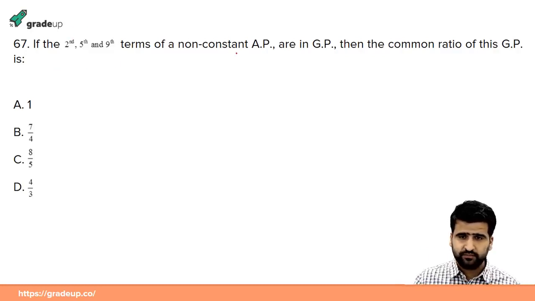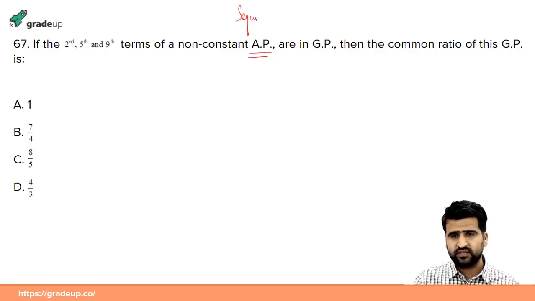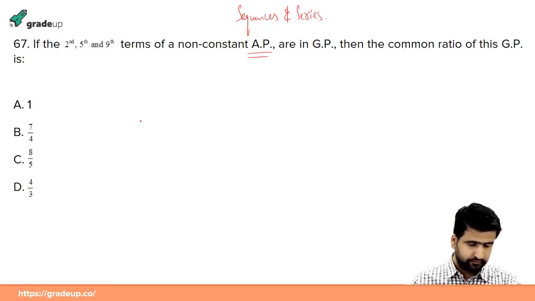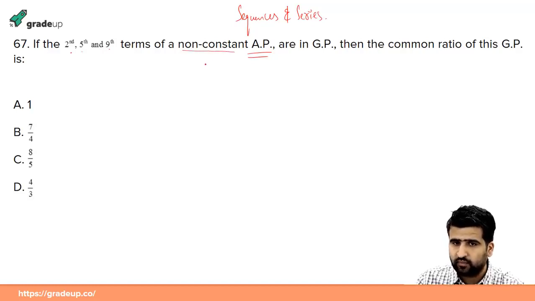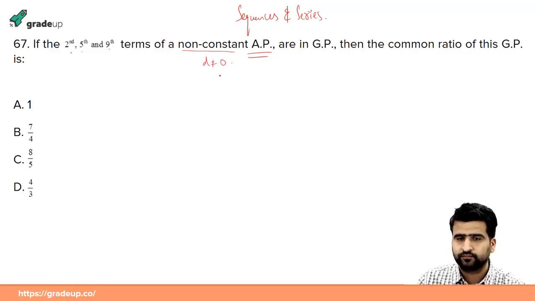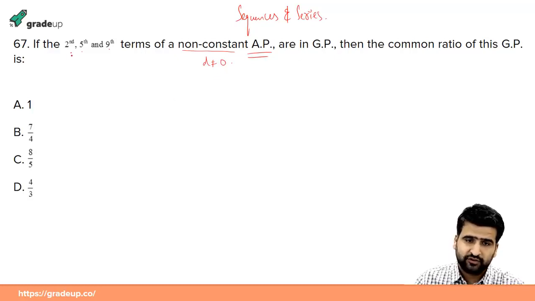So the next question is from the topic sequences and series. The second, fifth and ninth terms of a non-constant AP, so the common difference is not equal to 0, are in GP. So let's write down the second, fifth and ninth terms first.